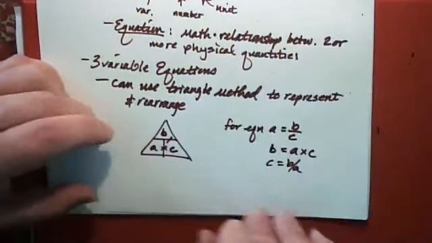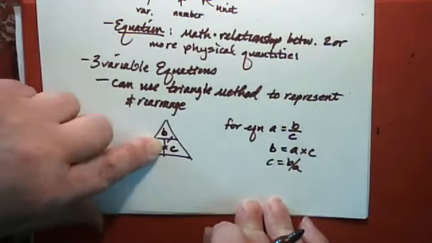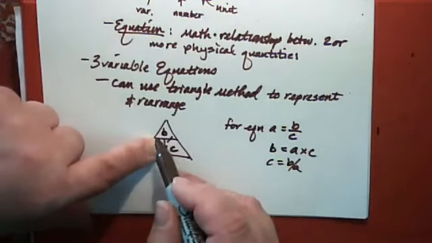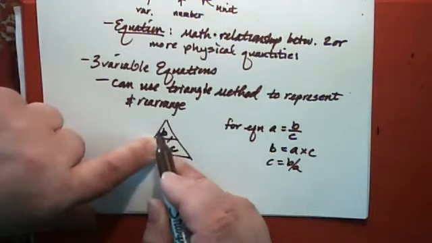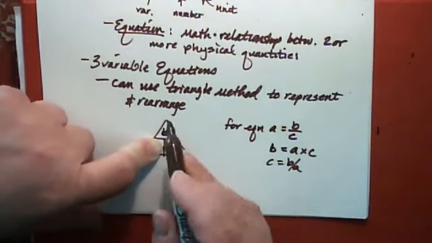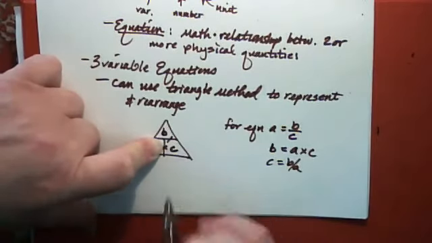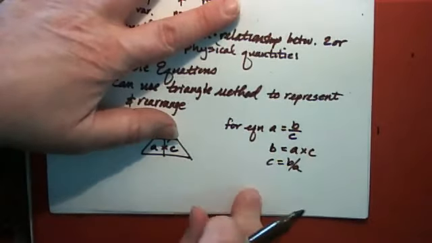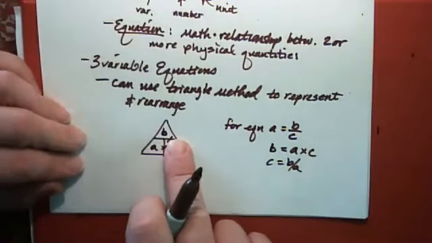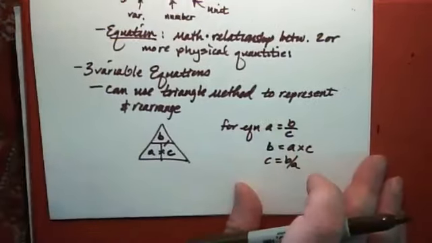Okay, so to solve for A, you can just think of covering A, and you're going to see basically what A is equal to. So one quantity in the equation would be what's under your finger, and the other quantity would be what's equal to it in terms of the other two terms. So if you want to solve for A, it's B over C. If you want to solve for B, it's A times C. If you want to solve for C, it's B over A. So pretty simple, actually.